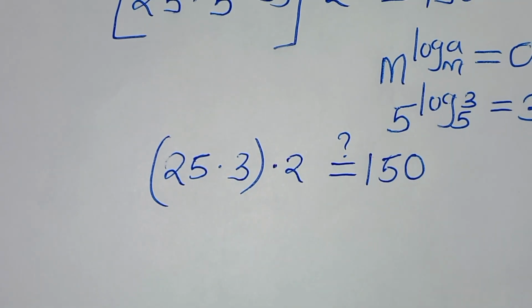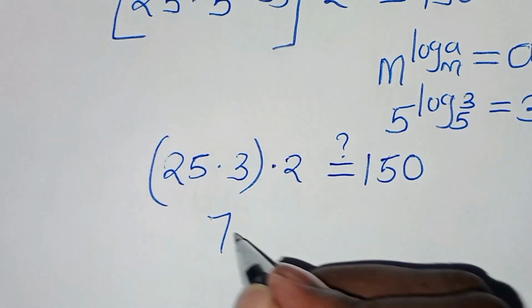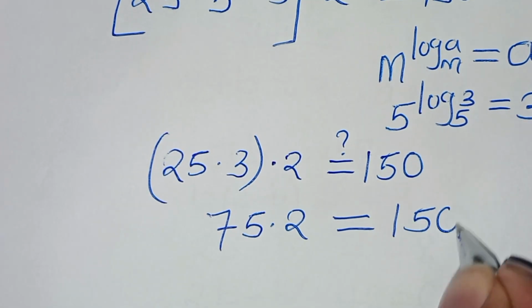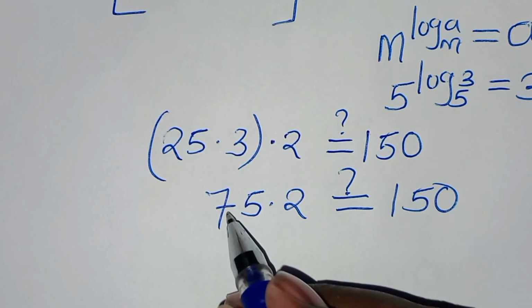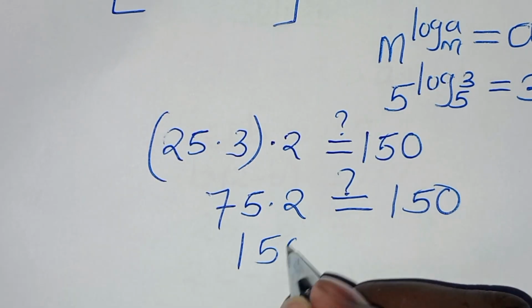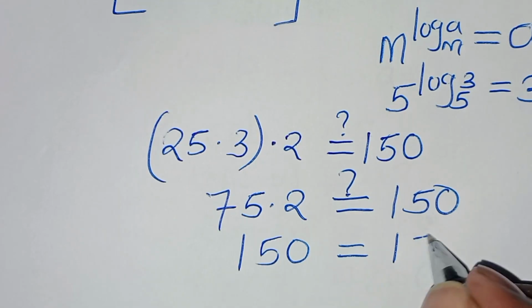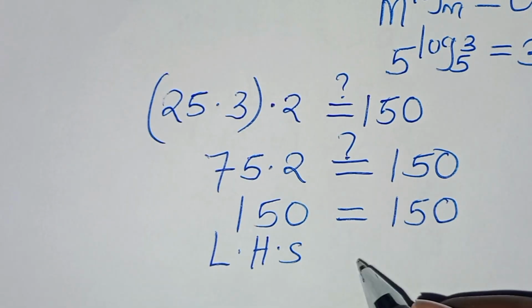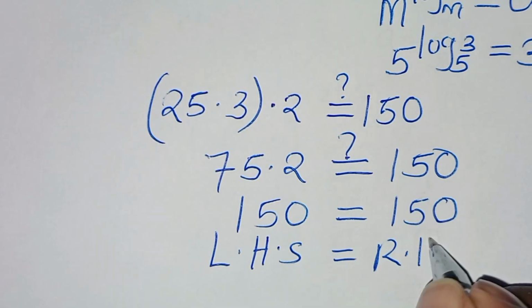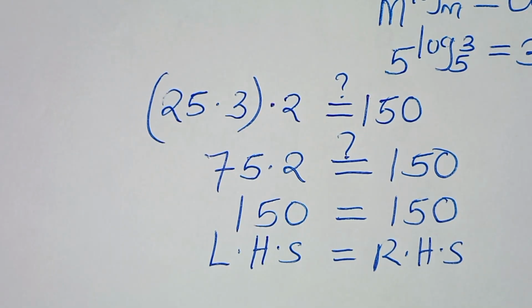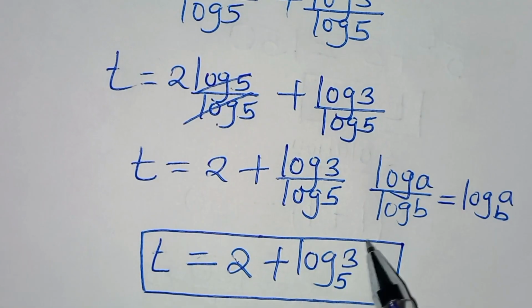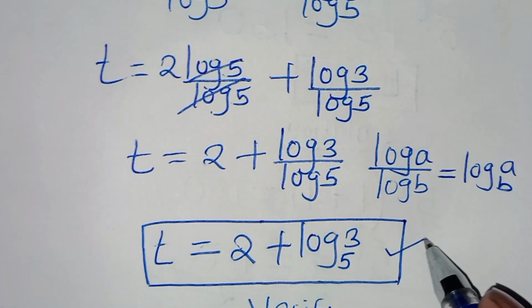Now, this implies that 25 times 3 is equal to 75, multiplied by 2. This should give us a value of 150. Now, 75 times 2 is equal to 150, which is equal to 150. So this implies that the left hand side is equal to the right hand side. And therefore, the value of t, which is equal to 2 plus log 3 to base 5, actually satisfies the equation.